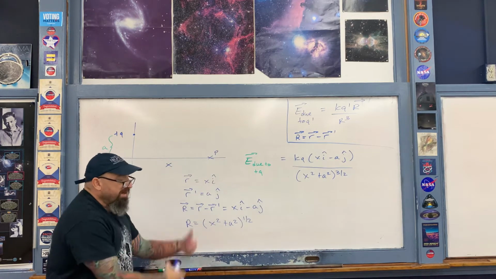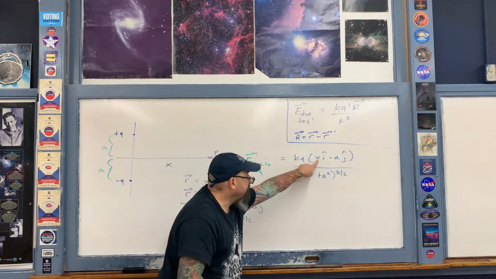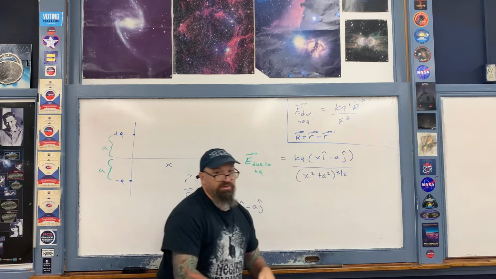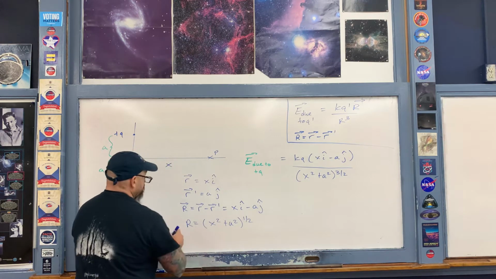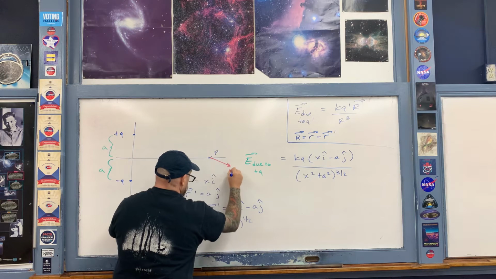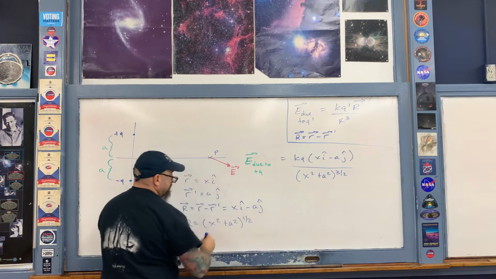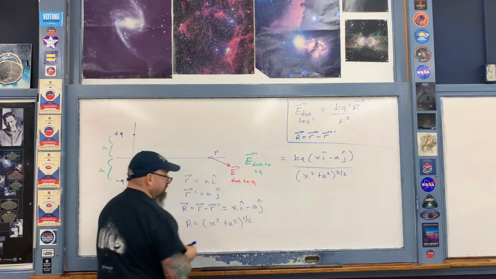Okay, now let's look at that electric field vector at point P in detail. Notice that it points in the positive x and negative y direction. Therefore, it is a fourth quadrant vector. That then looks, say, like this on the diagram, like so. So this is the E due to Q.